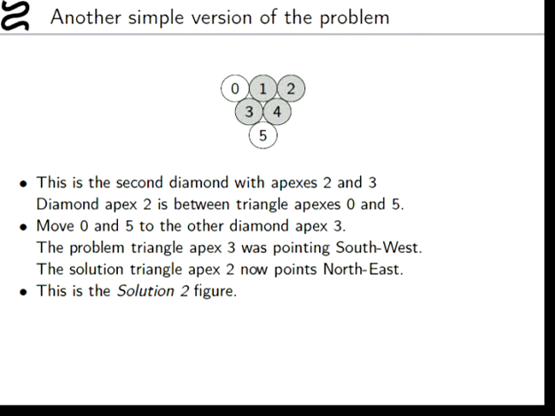In the solution 2 figure, problem apexes 0 and 5 are relocated. Coin 3 was an apex in the problem, but is moved within the triangle in the solution. Coin 2 was within the problem triangle. It has become an apex in the solution triangle.